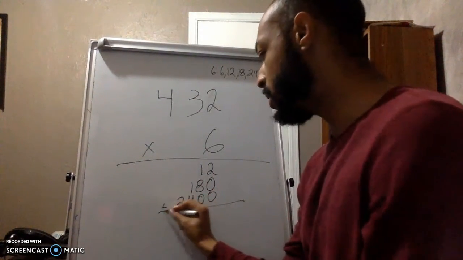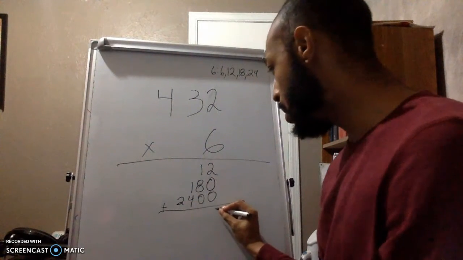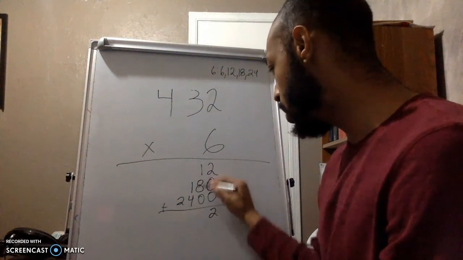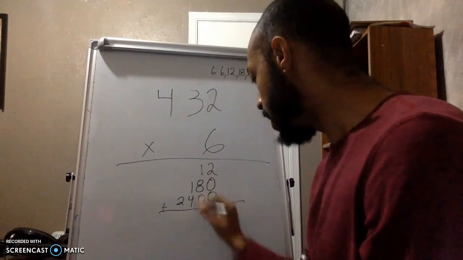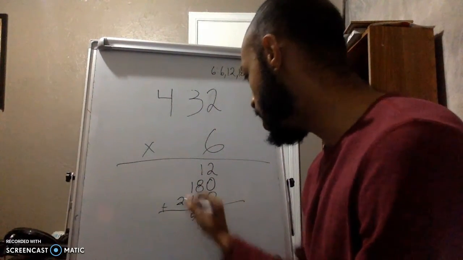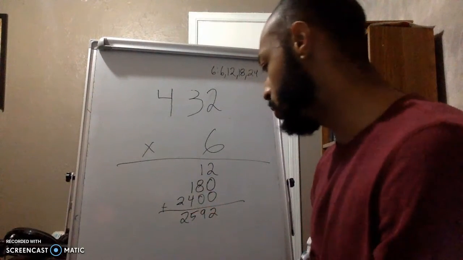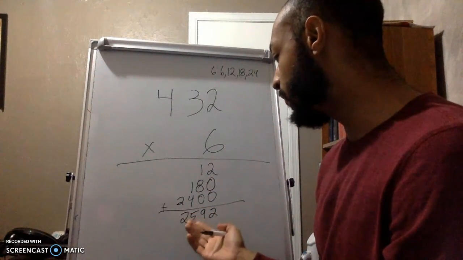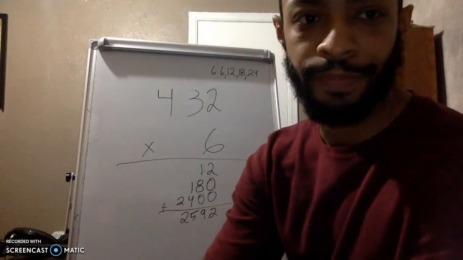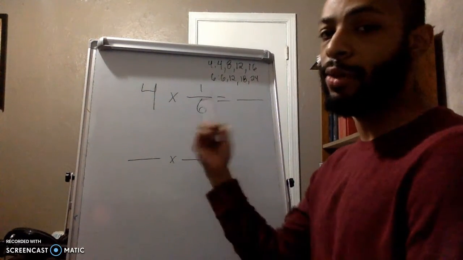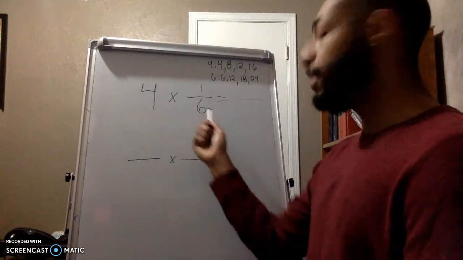Now, this is just a simple addition problem. 2 plus 0 plus 0 is 2. That's going to be 9. 4 plus 1 is 5, and just drop down the 2. So it's going to give us our answer of 2,592.